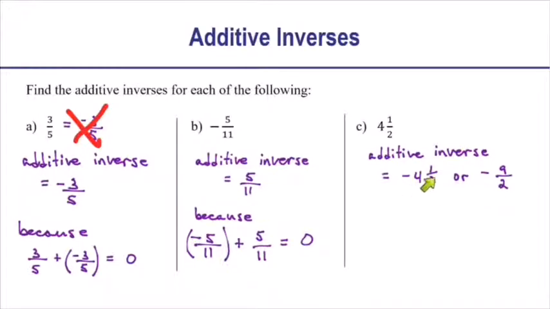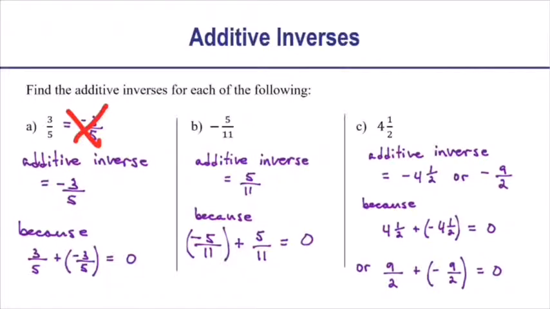But both of these are additive inverses of this number, because 4.5 plus negative 4.5 is 0. Or we could also look at it as 9/2 plus negative 9/2 is equal to 0. Either way, these numbers are the additive inverse of 4.5.